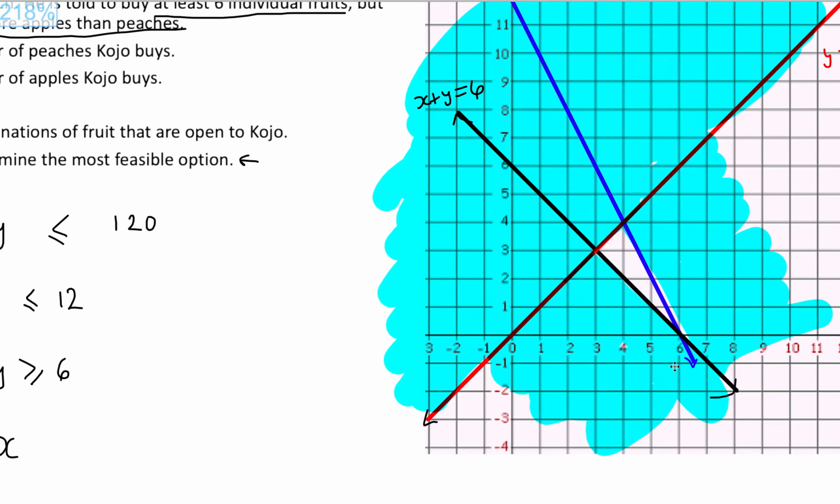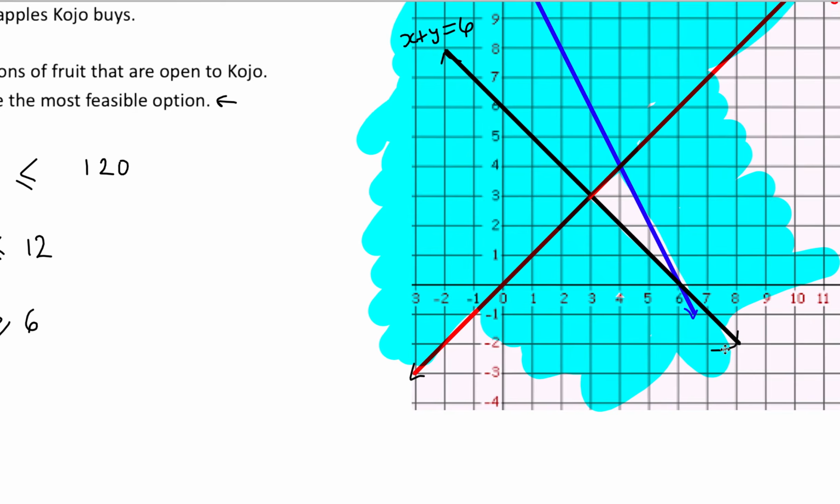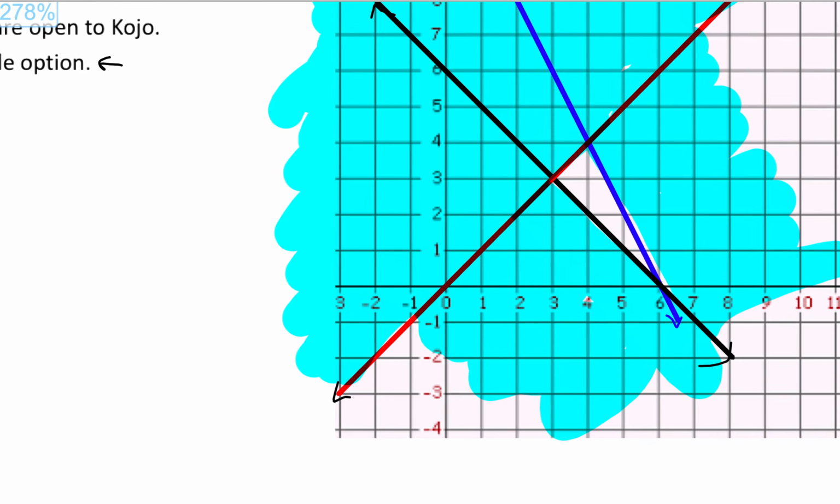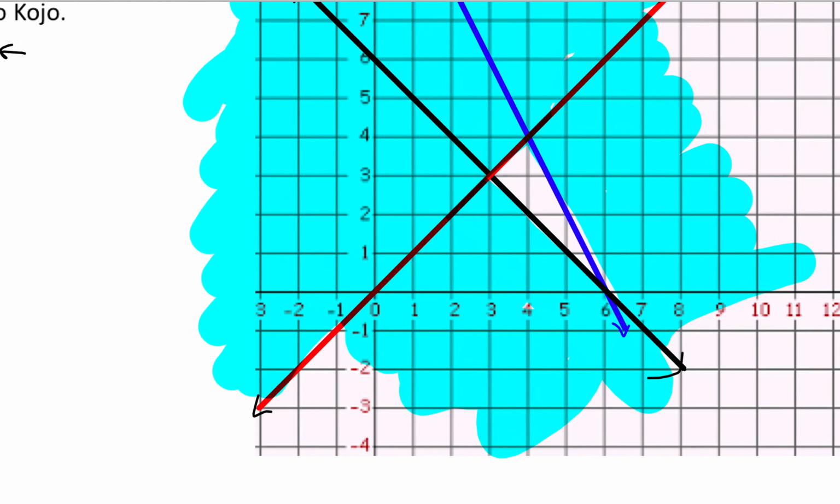And now I need to list all the combinations that he could buy. So if I zoom in here, I just want to show you all the possible values that we could get. Because all the lines are solid, I can pick all the coordinates on those lines. So that's the first thing, just be worried if it's solid or dotted. So do you go on the line or not? For some lines you will, for others you won't.